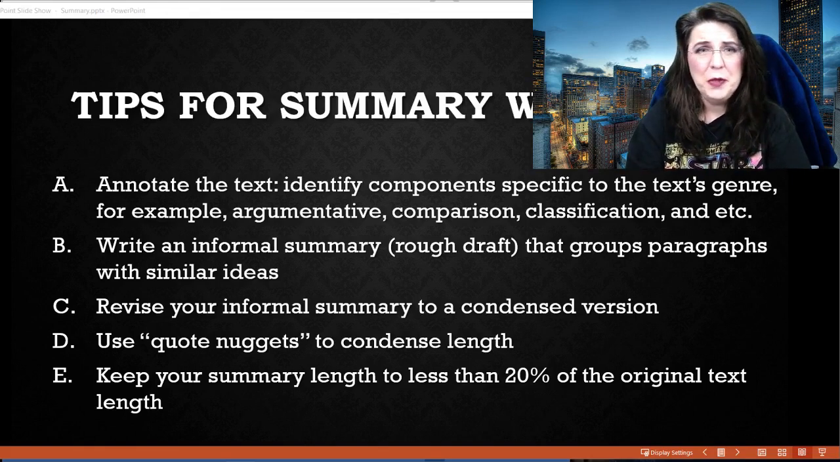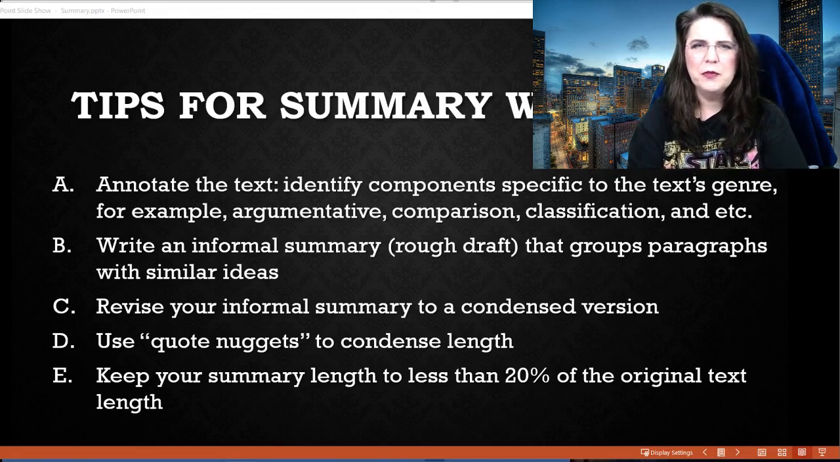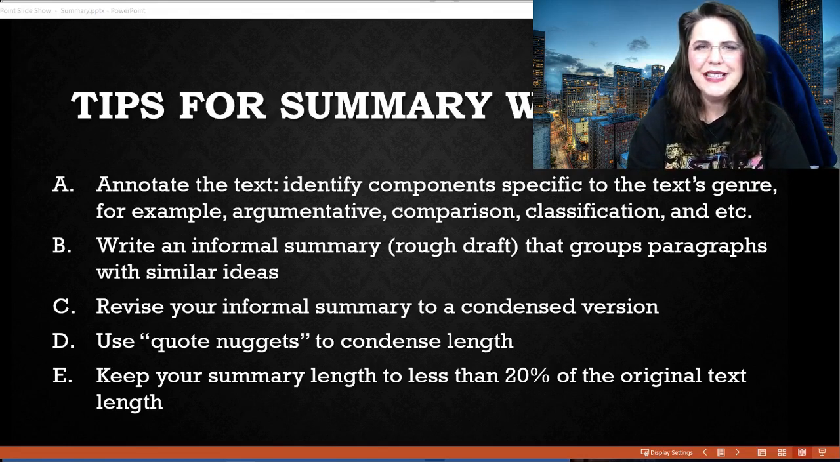I definitely would not go past 40% in a summary length in comparison to the original text, because if you're going up to 40%, then you're probably listing details that are not needed. You're probably straying away from the main ideas that are needed for a summary.